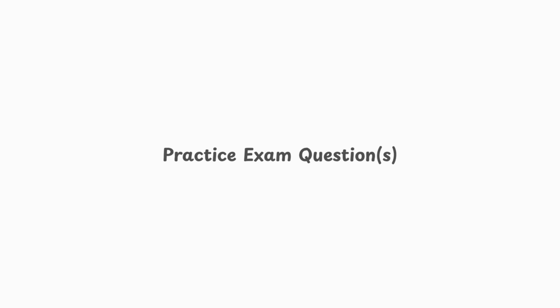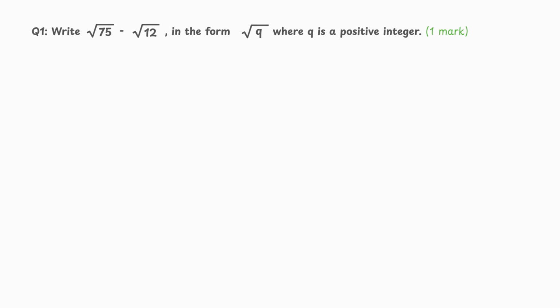Now, let's dive into some exam-style practice questions. You can pause the video and try yourself. We're going to simplify the expression square root of 75 minus square root of 12 into the form root of q, where q is a positive integer.